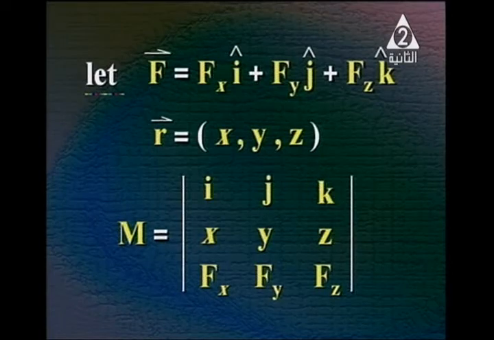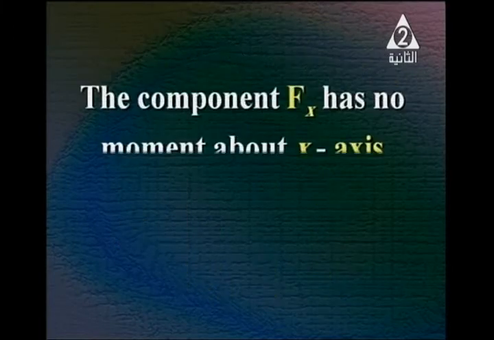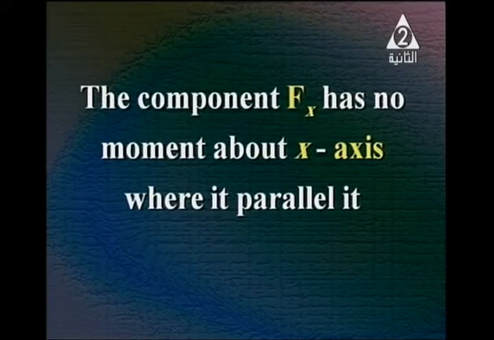The second row represents x, y, z, the coordinates of the position vector r. After that, the third row represents Fx, Fy, Fz. Calculate the determinant to find the moment of point O. The component Fx has no moment about the x-axis, since it is parallel.